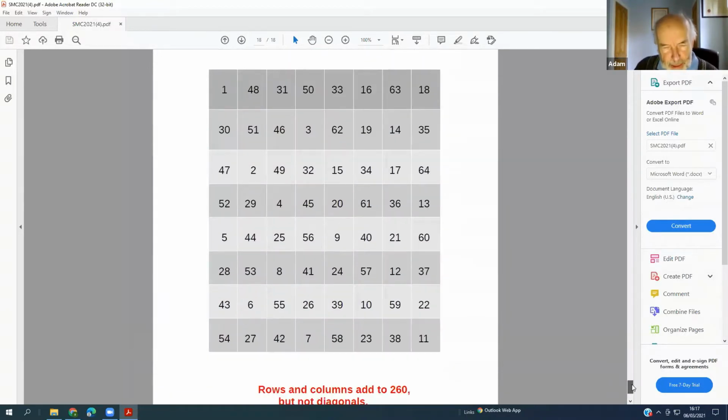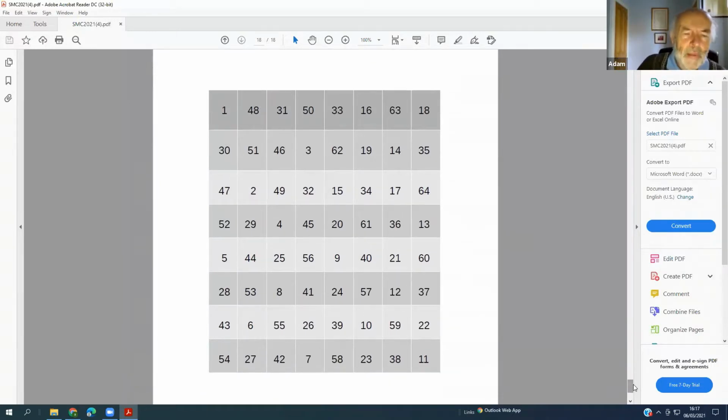And the last exhibit, this. Again, we've got the numbers from 1 to 64, and this is almost but not quite a magic square. The rows and columns are fine. They add up to 260 as they should, but the diagonals misbehave. So this is what's called a semi-magic square.